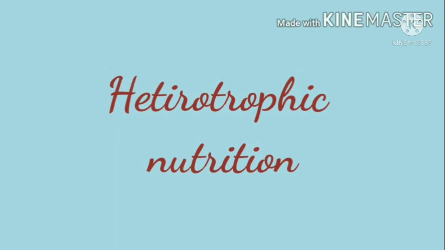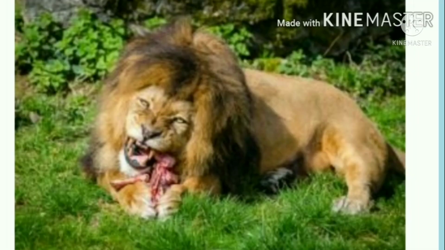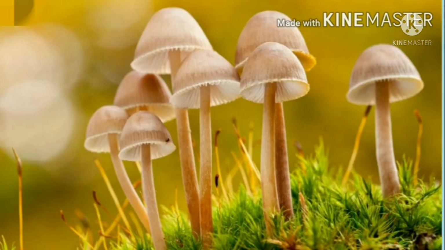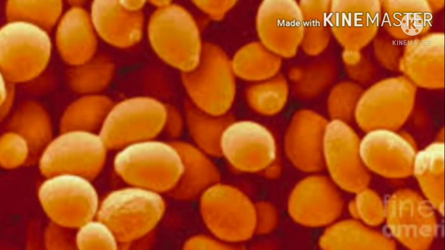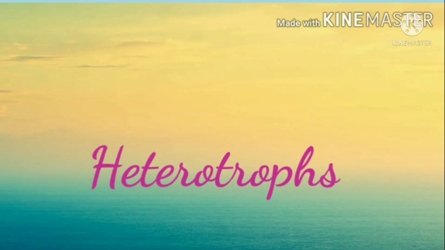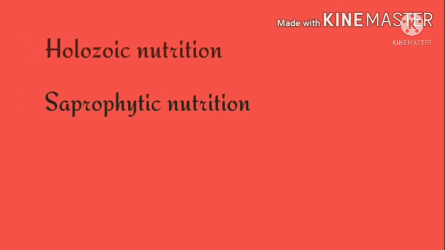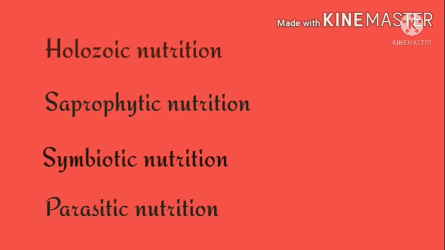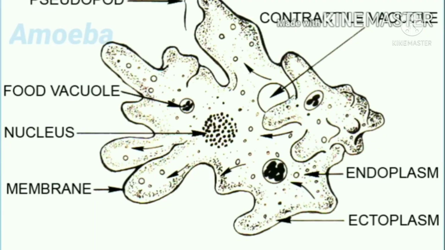Heterotrophic nutrition. Every organism is not capable of preparing food on its own. Such organisms depend on others for their nutrition. These organisms which cannot produce food on their own are called heterotrophs. Heterotrophic nutrition is of four types: holozoic nutrition, saprophytic nutrition, symbiotic nutrition, and parasitic nutrition.